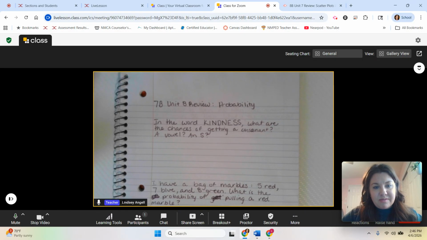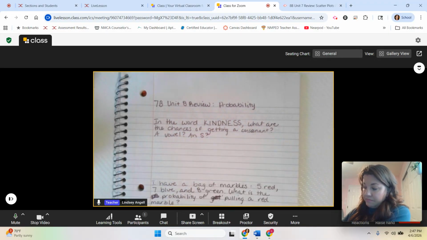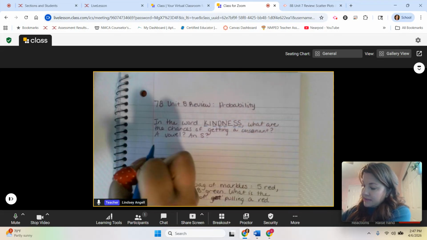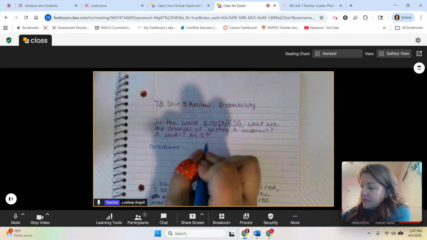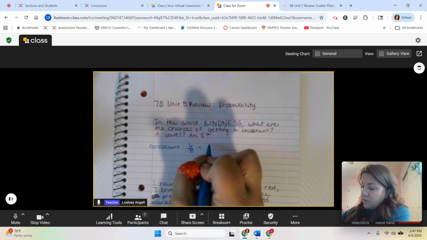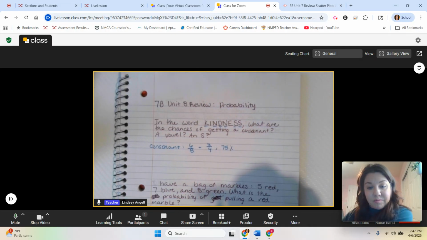For this first problem, in the word kindness, what are the chances of getting a consonant, and then a vowel, or an S? There are three different questions in this one. A consonant is anything that is not a vowel. That's 1, 2, 3, 4, 5, 6, so 6 out of 8, which reduces to 3/4, or 75%. You have a 3 out of 4 chance or 75%.